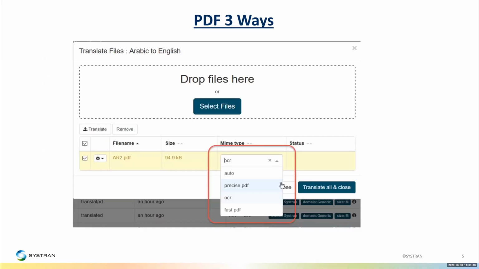So, PDF three ways. This is what the screen looks like when I'm going to show you. I just wanted to show you up front what sort of options you have as soon as you start translating PDF. So we have PDF OCR, precise, and fast. We also have an auto mode. I'll explain that as well.